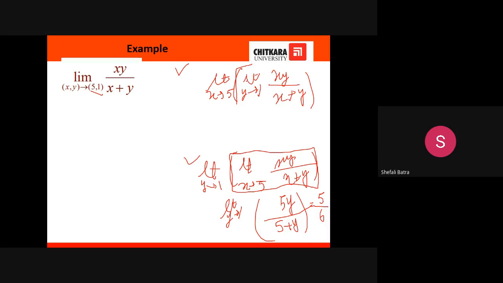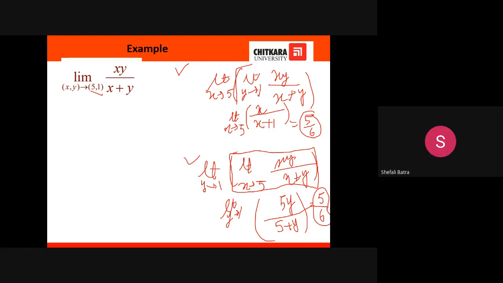Now come to the other way. In this, first we are putting y approaches to 1. So when you put y approaches to 1, it becomes x upon x plus 1. You have solved this. Now what is left? Limit x approaches to 5. Now put x is equal to 5. It would become 5 upon 6. So what does it say? Limit exists, right? So somewhere you have made some mistake.